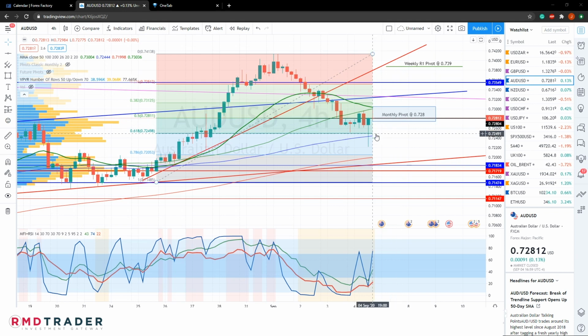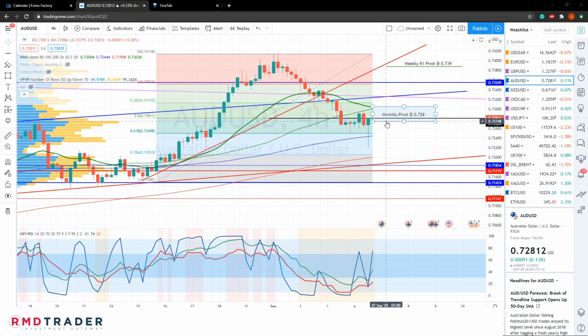Just worth pointing out is that in the scenario where we are looking at price continuation, we have now retested this 61.8 Fibonacci level, meaning if we were able to get back above our monthly pivot or see some bullish price action above it, it's likely that we can see price move back higher towards our weekly R1 pivot at 0.739.